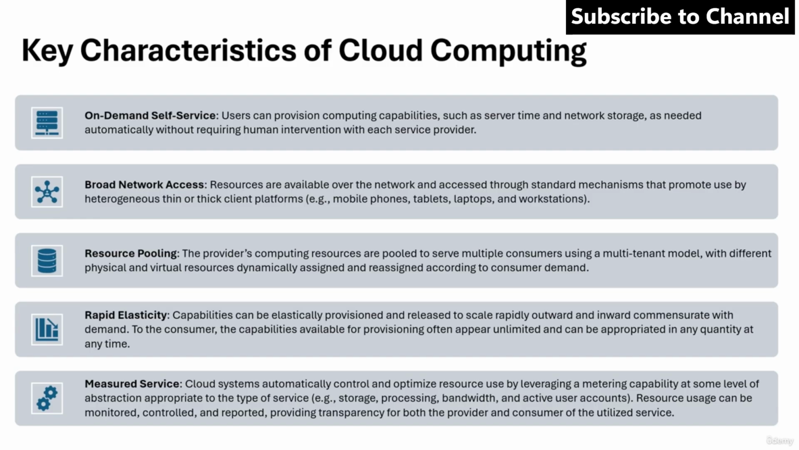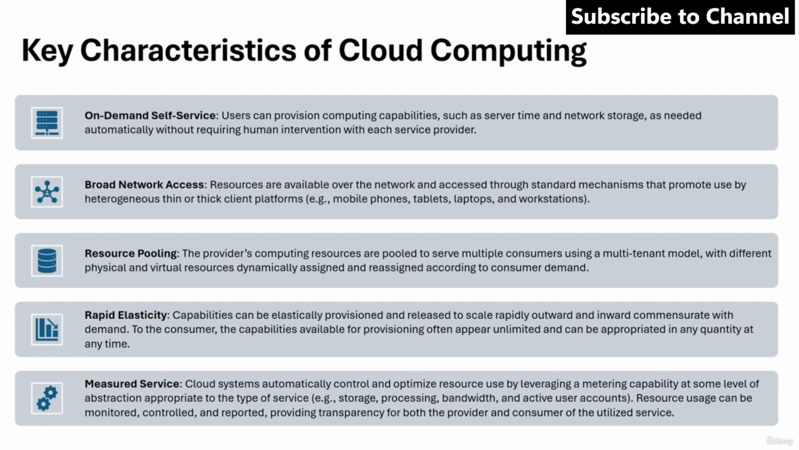So the resources are switched between different people, and that's what we call resource pooling. Rapid elasticity: capabilities can be elastically provisioned and released to scale rapidly outward and inward with demand. To the consumer, the capabilities available for provisioning often appear unlimited and can be appropriated in any quantity at any time.